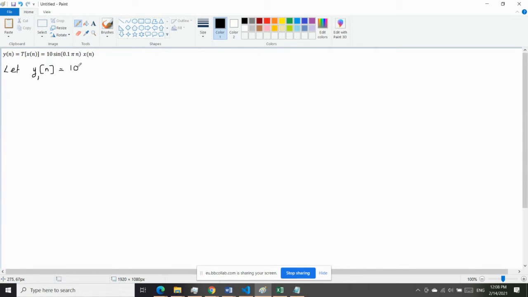So it is y1 of n equals 10 sin(0.1 pi n) x1 of n. So here we have y and we have x of n: x1 enters the system and y1 comes out. So assume there is another input x1 and its output is y1. The relation between them follows this formula. Now let x2 be a shifted version of x1, meaning x2 of n equals x1 of n minus n0, so shifted by n0.